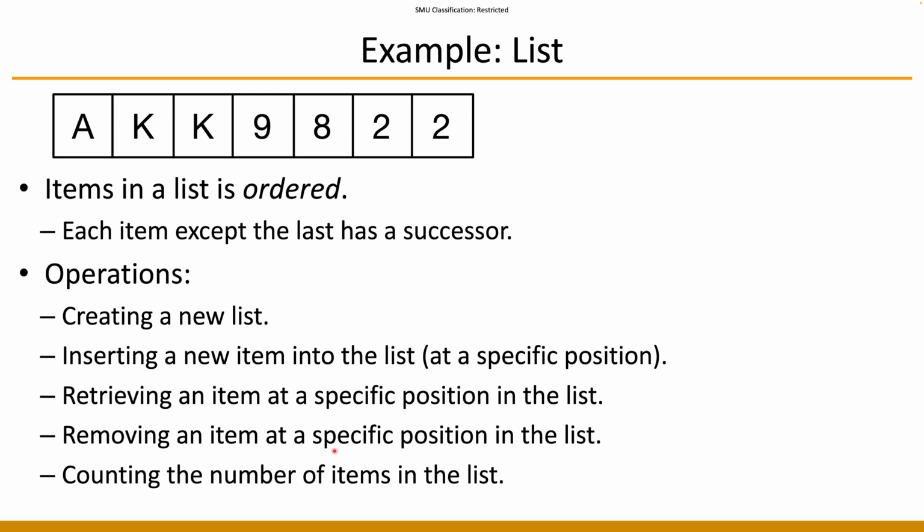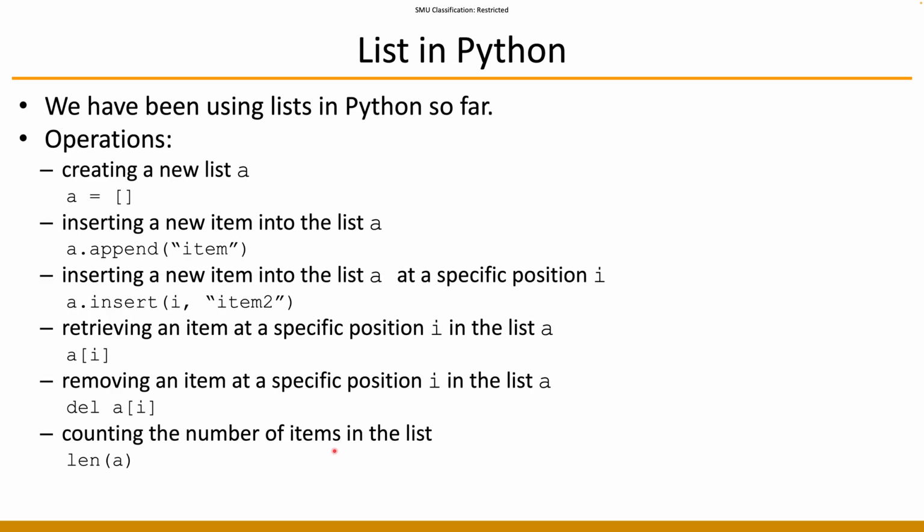And again, if you are already familiar with Python, you will see that for all these different operations that we listed here, you can actually find the corresponding function in Python. For example, if you would like to create a new list, just use an empty pair of square brackets. This is the creation of the list. We can append a particular item. We can insert a particular item at a designated place. We can read the value. We can delete the value. We can measure the length.